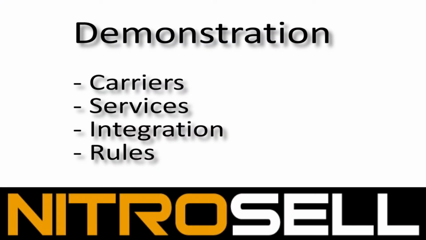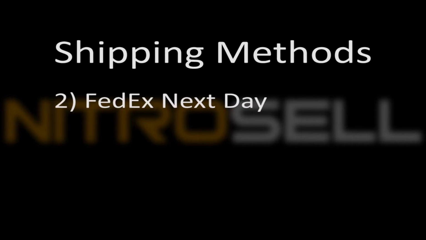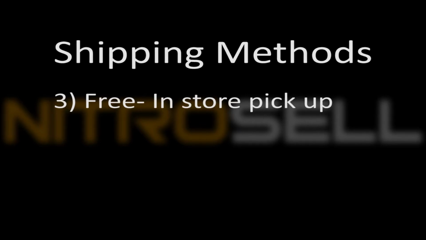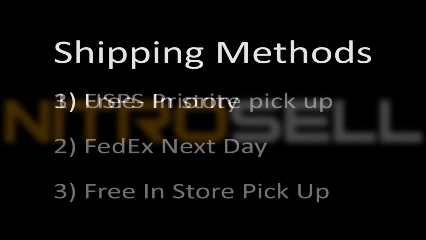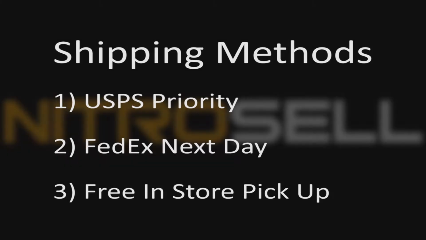For this demonstration, we'll assume our goal is to create three carriers with 3 to 5 services between them. Shipping method 1, United States Postal Service, domestic priority shipping, with flat $5 shipping for orders over $50 and free shipping on orders over $100. Shipping method 2, FedEx next day. And finally, method 3, we'll add a free in-store pickup option, which falls under the umbrella of shipping methods, as we want this option to display alongside the shipping methods in the checkout.